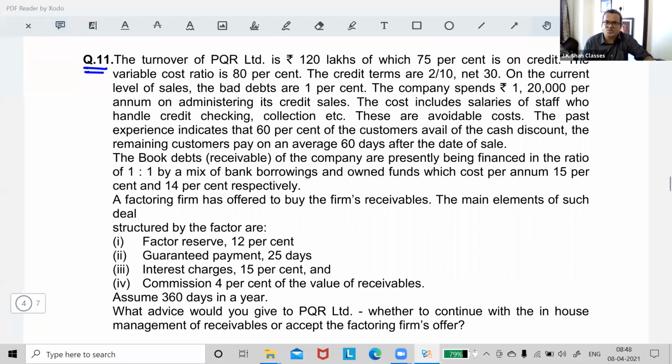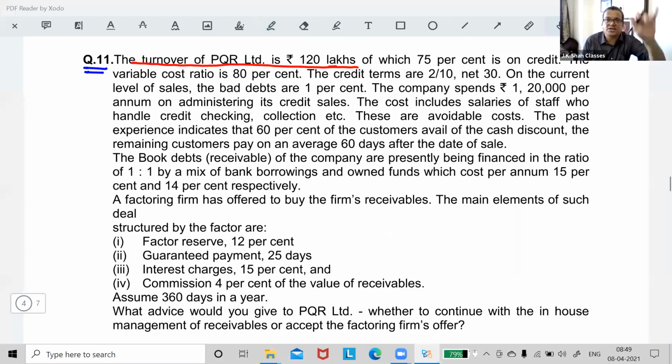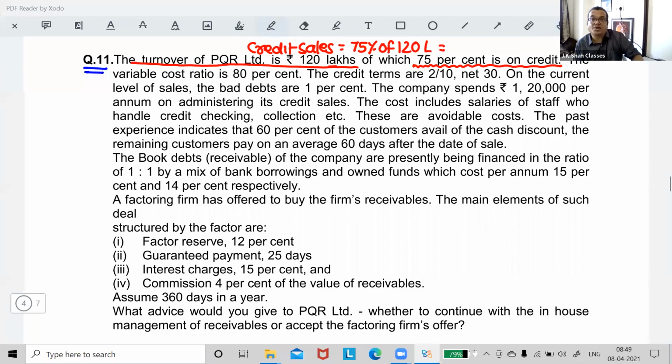Turnover of PQR Limited is 120 lakhs. See, the first thing that comes to you is the turnover, means the sales is 120 lakh. Normally, we read this number and start thinking that we will solve on this. But see, there's a small point over here. 75% is on credit. We're just talking about receivable management. So this 120 lakh has no business. Our focus will be only on credit sales. The credit sale would be 75% of 120 lakh, which will come to how much?